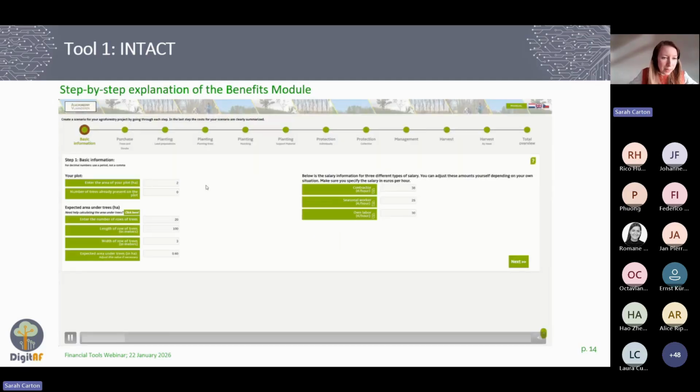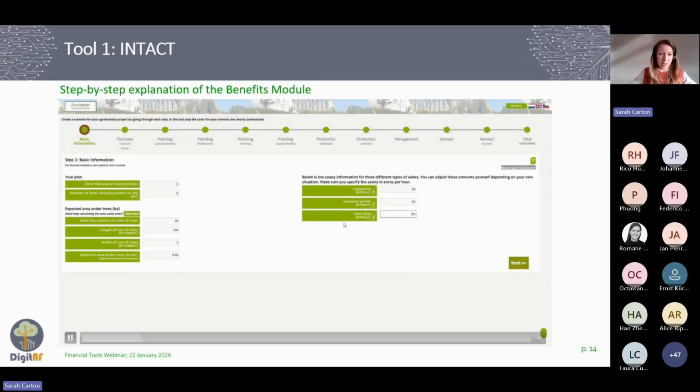This is the first step. Here you fill out all information about the basic information. So the area of the plots versus 2 hectares, information about the trees and tree rows. And here is information about the hourly wages. So there's 3 types of labor: contractor, seasonal workers, and own labor. We also have included some buttons where you can click for more information, like a question mark button or other pop-ups that are available.